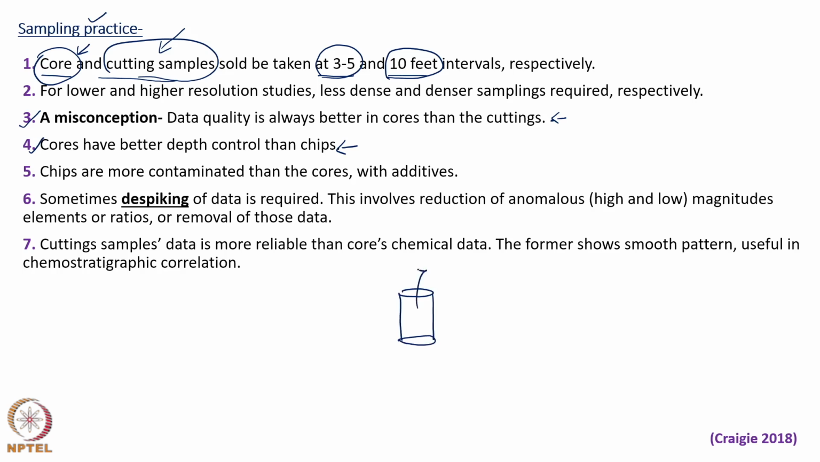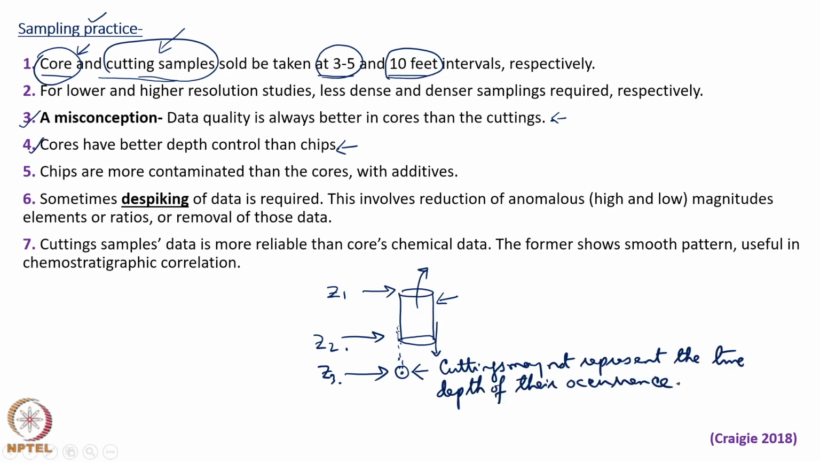When the core is picked up in the process of drilling, some chips might fall down. So, the core accurately represents the depth range Z1 to Z2, whereas the chips that are falling down from Z2 depth can come to Z3 depth. So, if the cuttings are picked up, those cuttings may not represent the true depth. So, in that way cores are preferred.